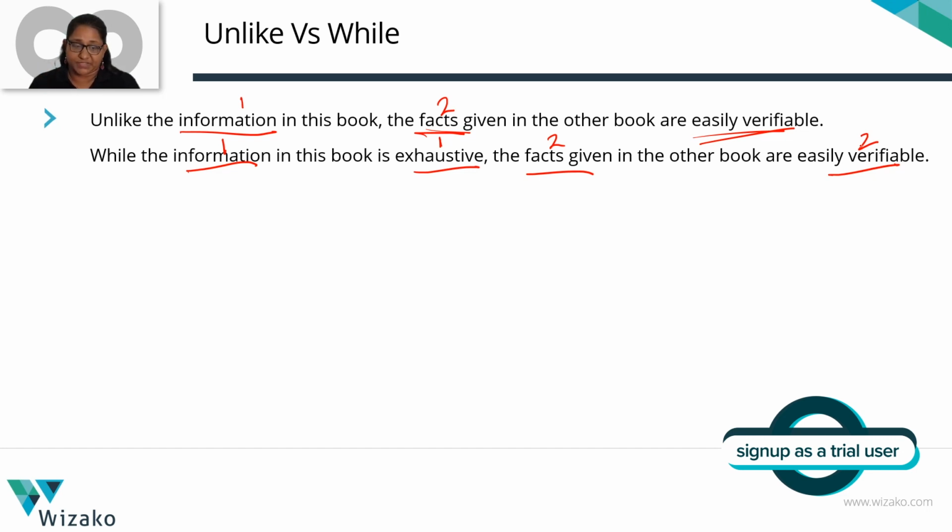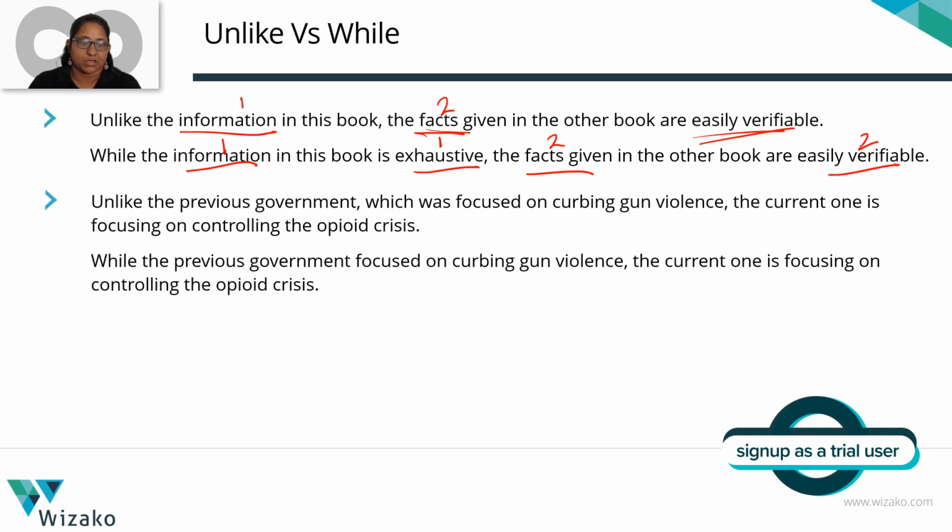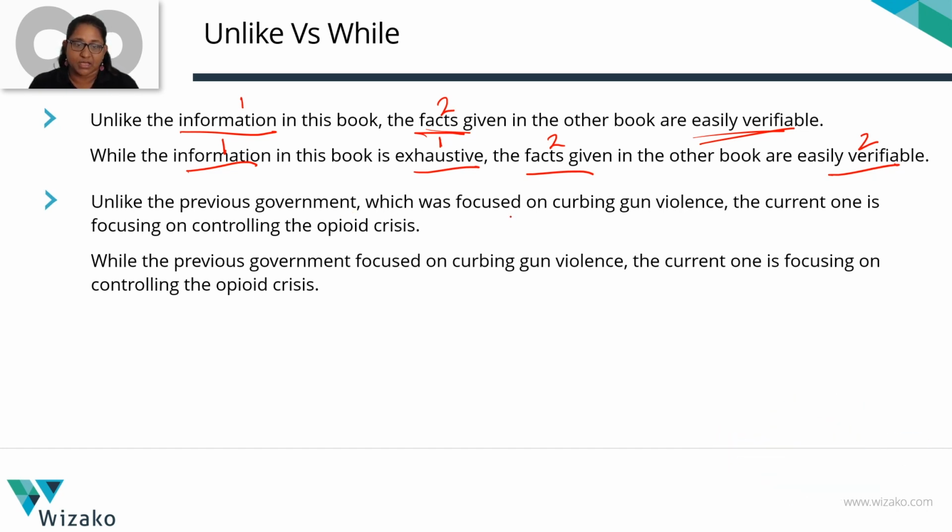Let's look at one more set of sentences. Unlike the previous government, which was focused on curbing gun violence, now if you look at this sentence, the difference between this set and the previous set is that I have given some information about the previous government using a which modifier. So I've enclosed it within two commas. So let's bracket that off.